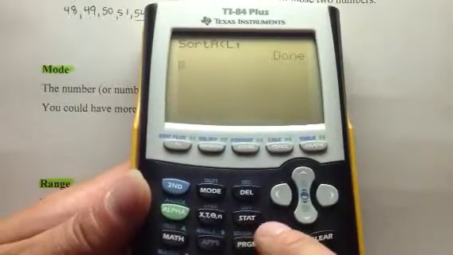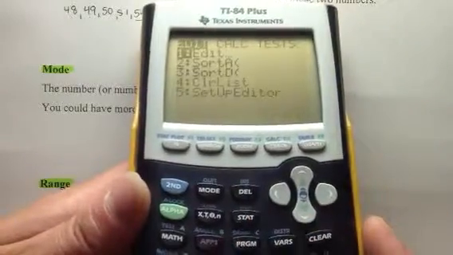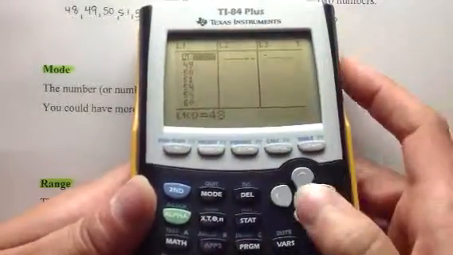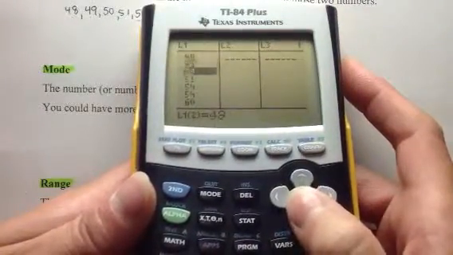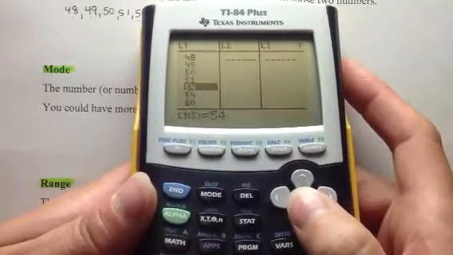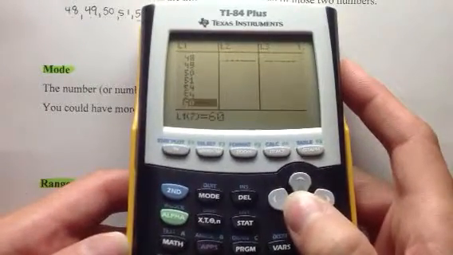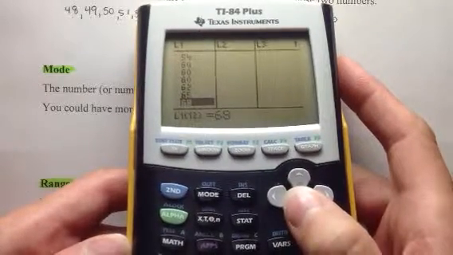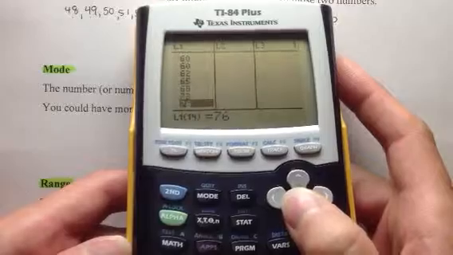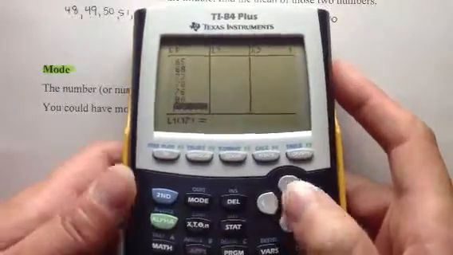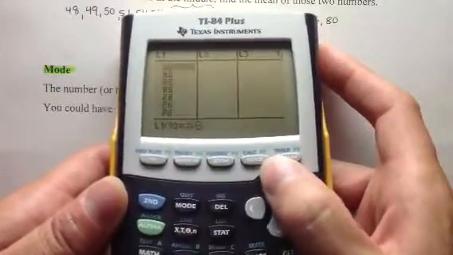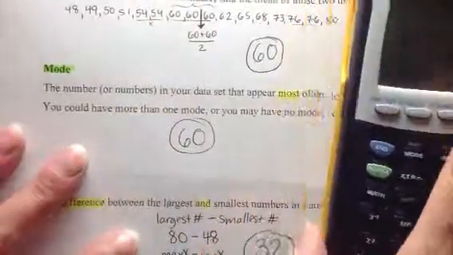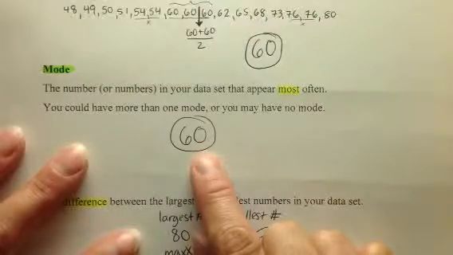Okay, it says it's done, so let's go look. So go back to stat, go back into edit. Now that my numbers are in order, it helps me find the mode. So I'm looking through here and I'm like, okay, 54 is there 2 times. 60 is there 3 times, so now I'm on 3. I don't care about 54. 76 only 2 times. So 60 is in fact my mode. It was there 1, 2, 3 times. And that's what we found when we did it by hand.